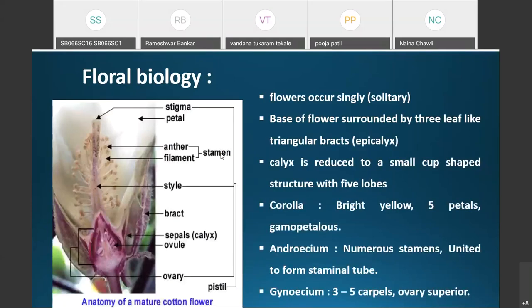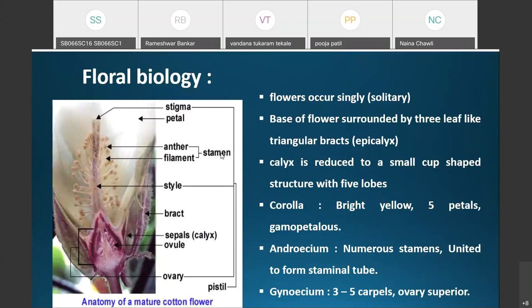Then in hybridization, how is it actually carried out? There are two technical operations in hybridization, emasculation and pollination. Emasculation means the removal of the stamens or anthers, or killing the pollen grains, without disturbing the female reproductive organ, the gynoecium.